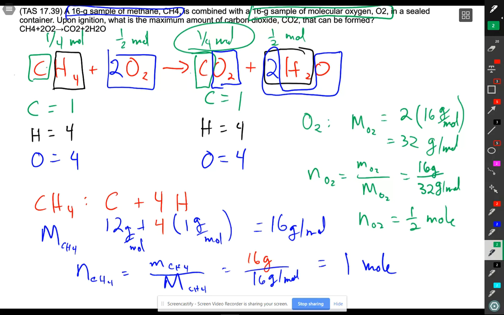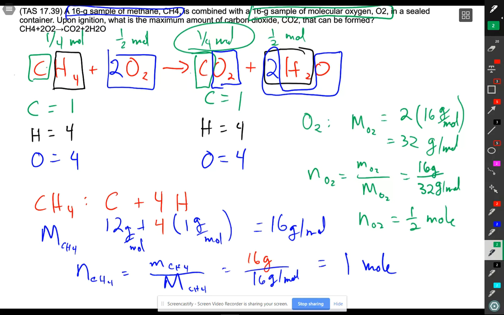How would you find the mass of 1/4 of a mole of carbon dioxide? You combine the masses for carbon and oxygen. So the first thing we do is just like we did for the methane and the oxygen. Carbon dioxide is going to have a carbon, 12, plus 2 oxygens. Well, we just did 2 oxygens, it was 32. So 12 and 32 is 44. So 1 mole of carbon dioxide is 44 grams.